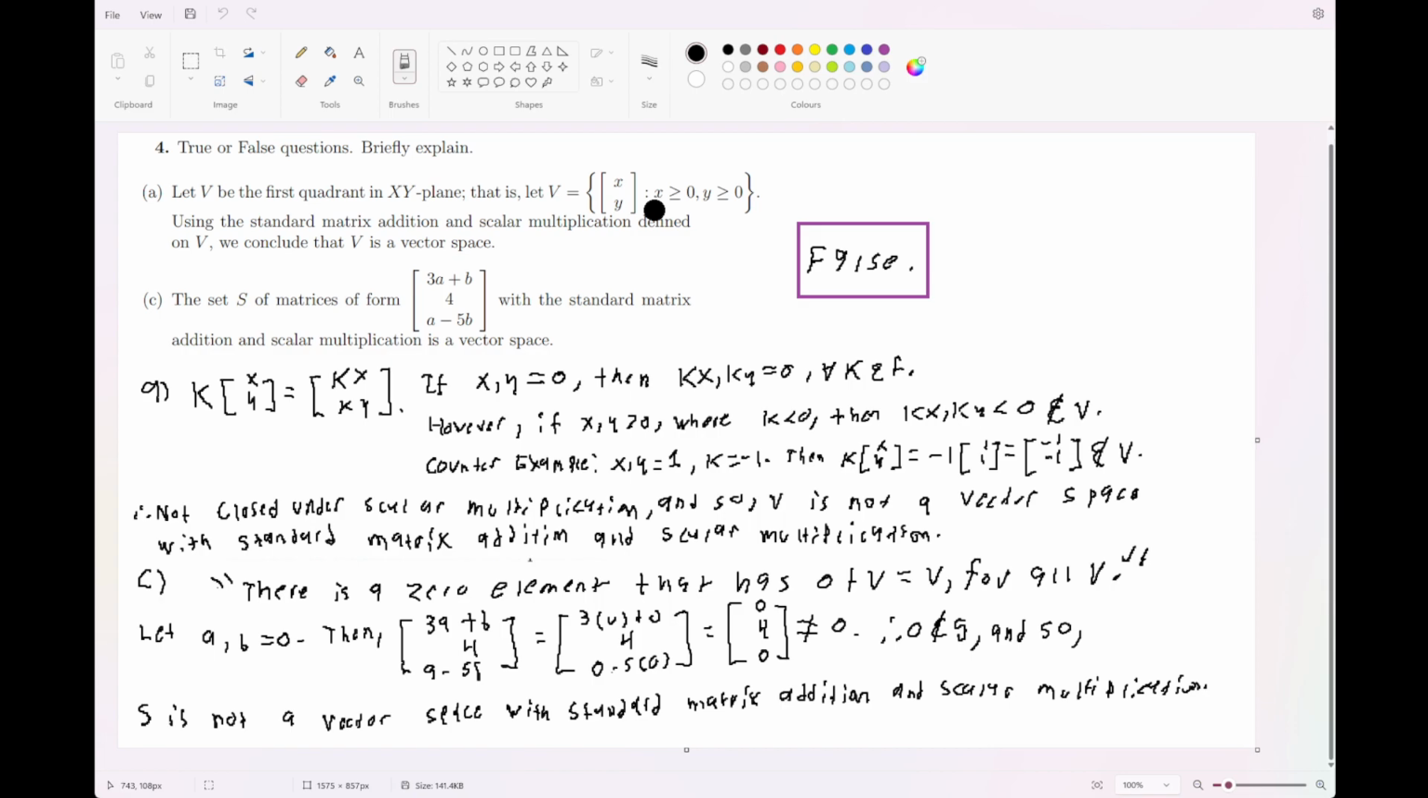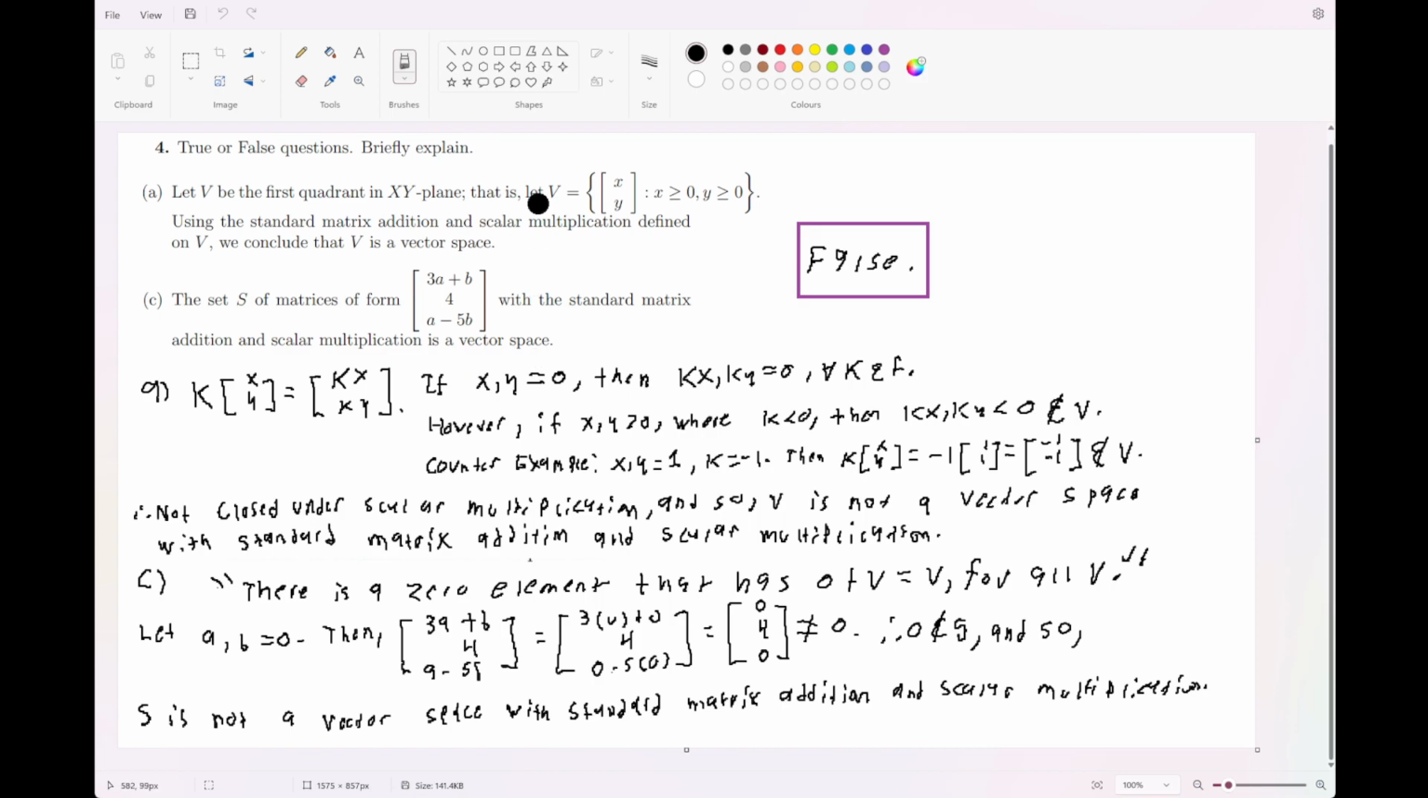All right. Well, let V be the first quadrant in the XY plane. That is, let V equal this set here. Using the standard matrix addition and scalar multiplication, to find out if V is a vector space, we can conclude that V is a vector space. So is this true or false?